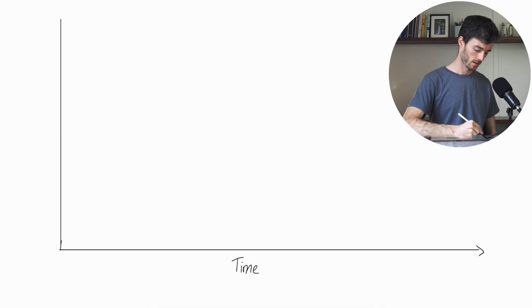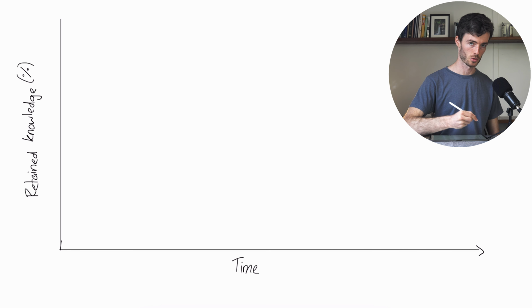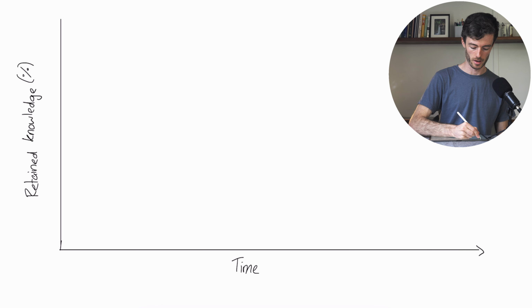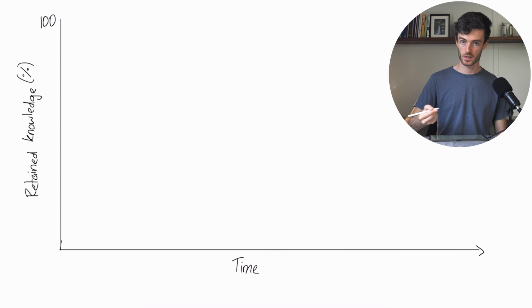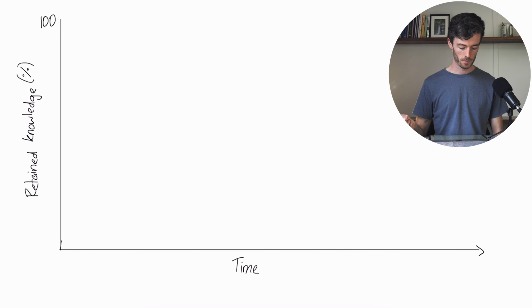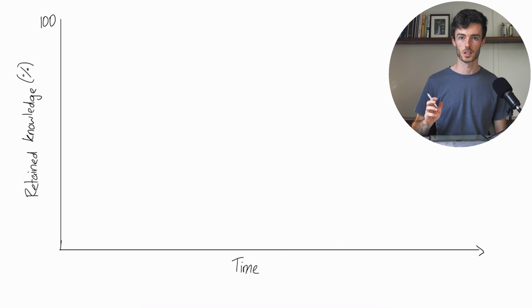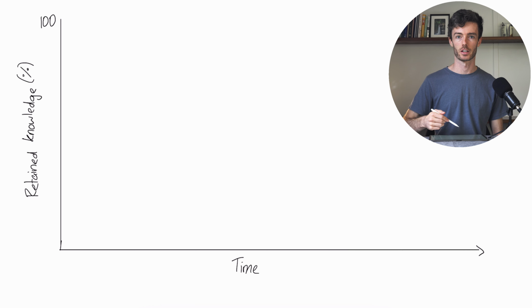And the Y axis is retained knowledge. Pretty straightforward, and we're going to do that in percentage points here. So at the top, we're going to have 100% of that knowledge retained. Obviously this graph is going to be tracking how much knowledge we retain over a given period of time.